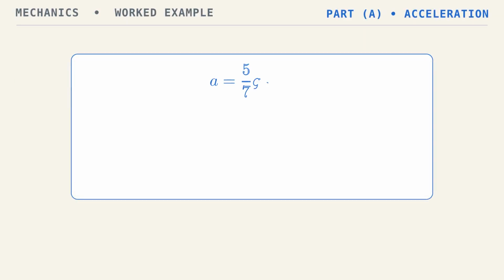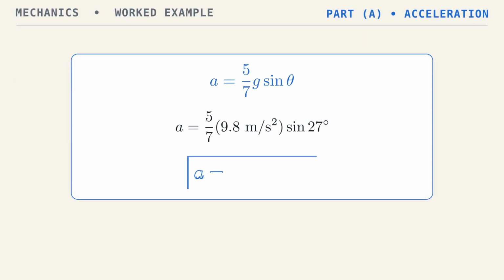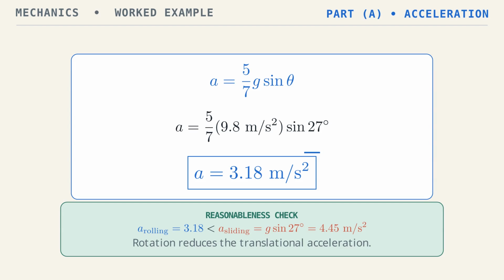For part A, substitute g equals 9.8 meters per second squared and theta equals 27 degrees. The acceleration is 3.18 meters per second squared down the incline. This is smaller than g sine 27 degrees as expected, because some of gravity's effect produces rotation.